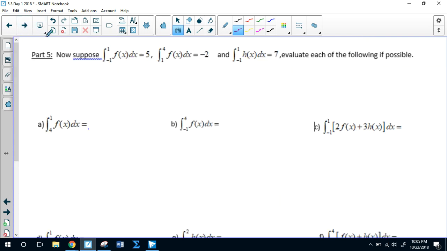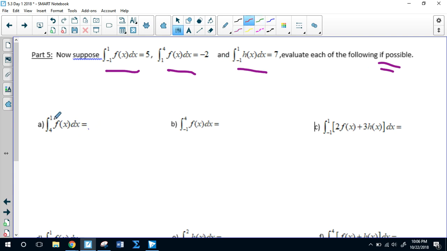All right, last but not least, just a few extra practice problems and then we're done with a short video for today. So I have these 3 rules, 2 of them for f of x and 1 of them for h of x. Then we're supposed to evaluate. Notice the caveat here, if possible. So there will be a few that don't work.